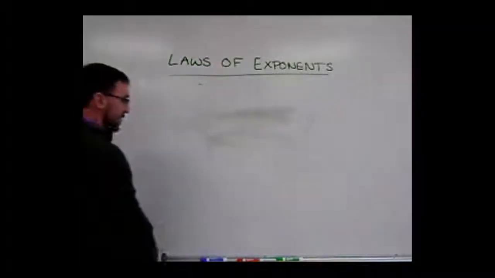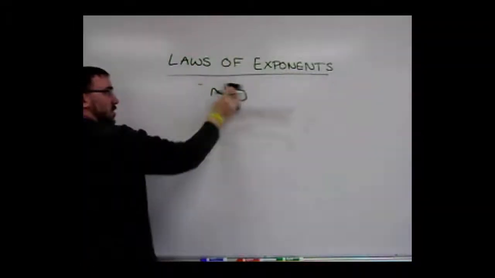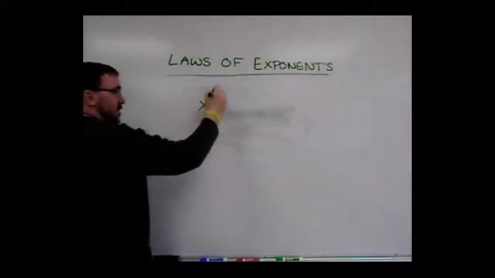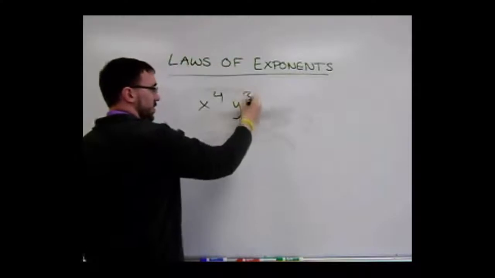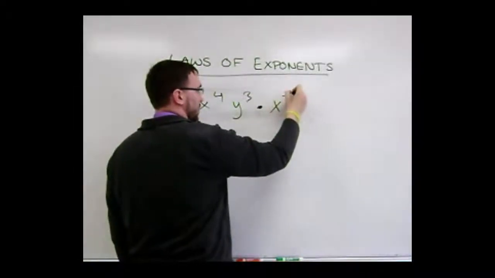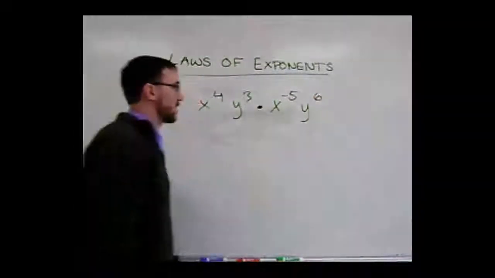Okay, let's talk about negative exponents. Actually, no, let's go to multiplication and then we'll talk about negatives as we go. Okay, so if I have x to the fourth, y to the third, times x to the negative fifth, y to the sixth, what am I going to do?